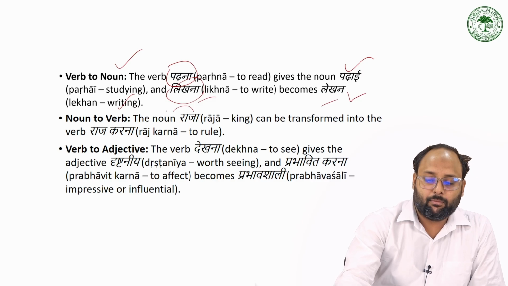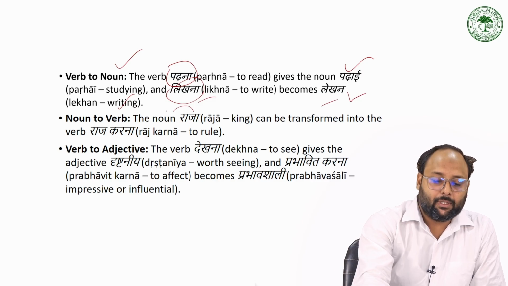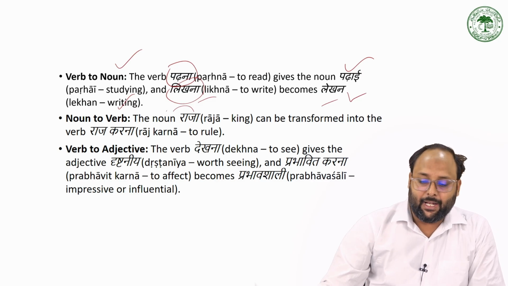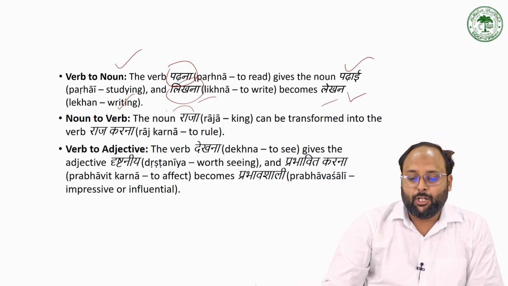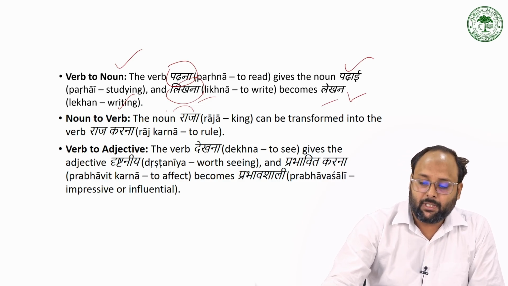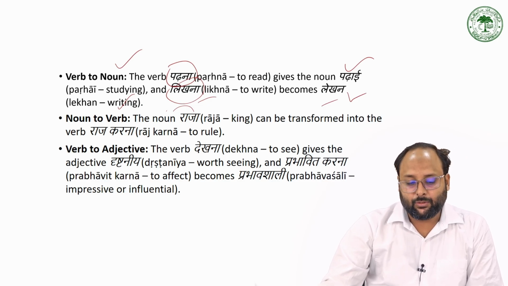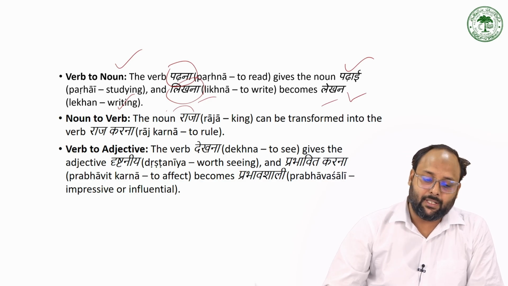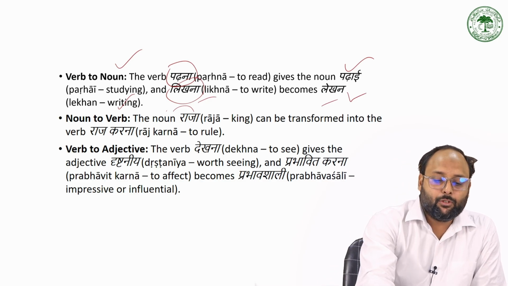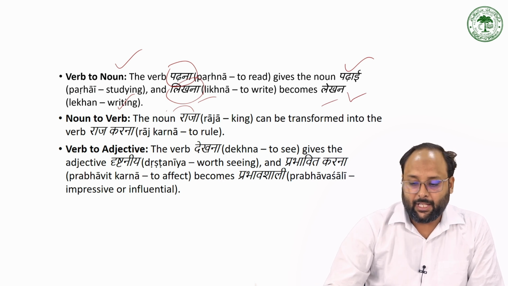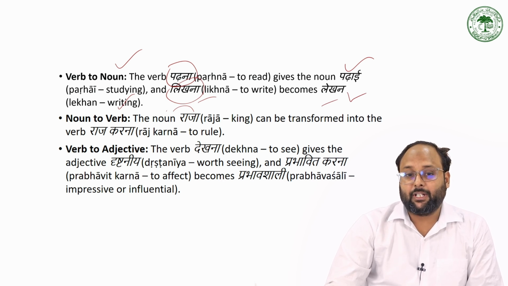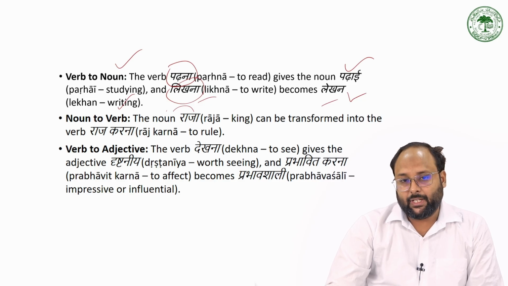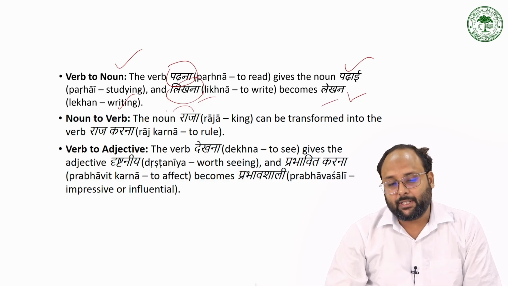In verb to adjective we have dekhna, so dekhna becomes drashtniye, and we have prabhavit karna, which becomes prabhavshil. Dekhna is the verb, and from the verb we change into the adjective drashtniye. Prabhavit karna is the verb, and it changes into prabhavshali, which is the adjective. So that is another process from verb to adjective.